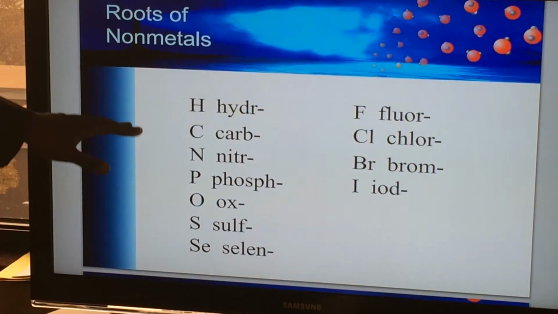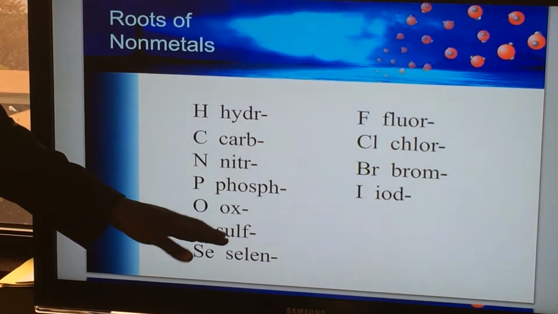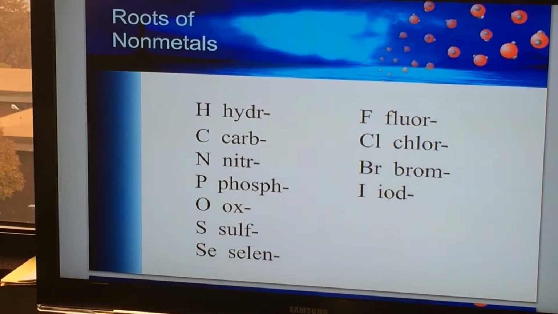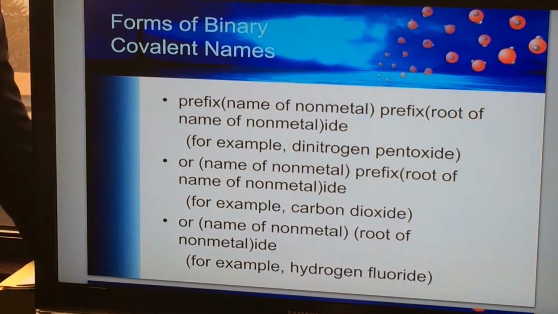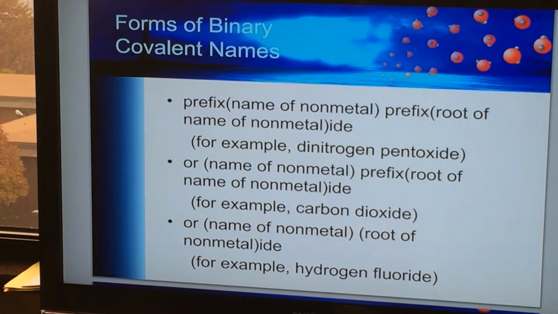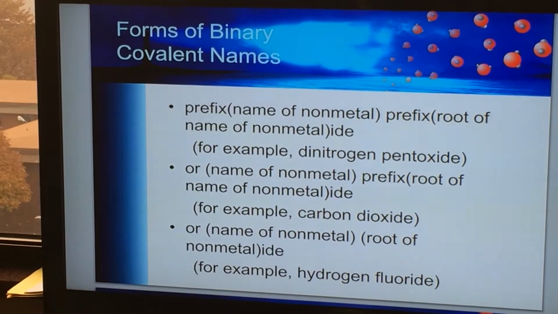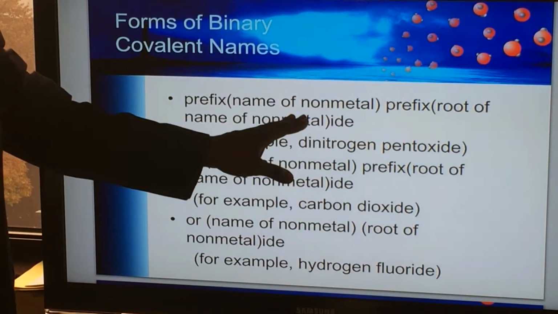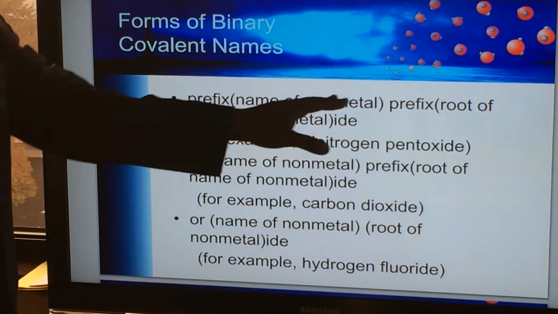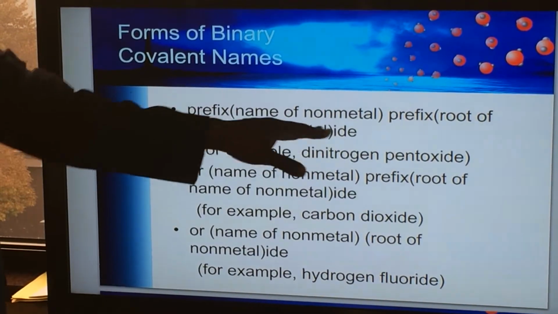Okay, so small review. Root names of nonmetals: hydrogen, carb, nitrogen, phosphorus, ox. You've seen this before. So, forms of binary covalent names. These are different ways they combine. So you have the prefix for the name of a nonmetal. Then you have the prefix for the root of a name of a nonmetal, and ide.